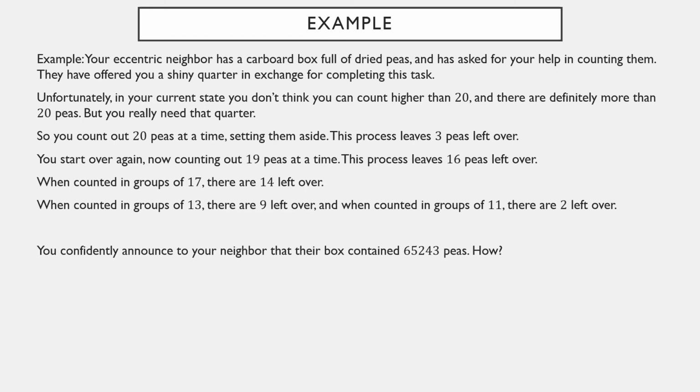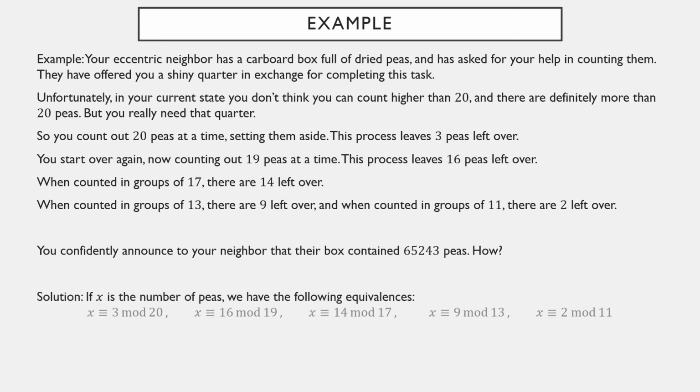How are you so sure of your answer? Well, if x is the number of peas in the box, because we counted them out in groups of 20 and had a remainder of 3, x is equivalent to 3 mod 20. When counted out in multiples of 19, there was a remainder of 16. When counted out as multiples of 17, there was a remainder of 14. The remainder of 9 when counted out in 13s, and a remainder of 2 when counted out in 11s. So whatever the number of peas is, it must satisfy all 5 of these modular equivalences.